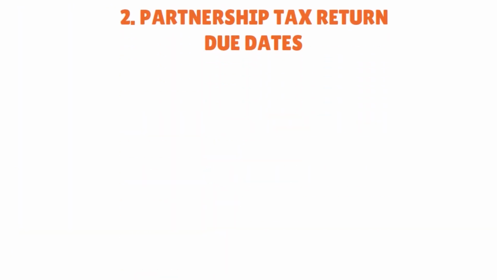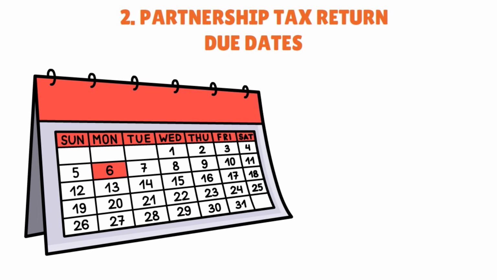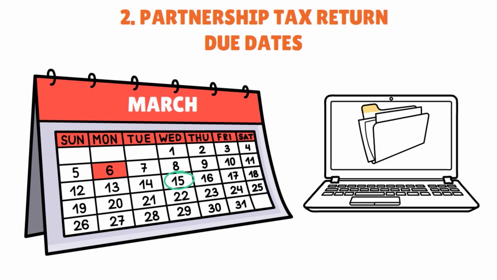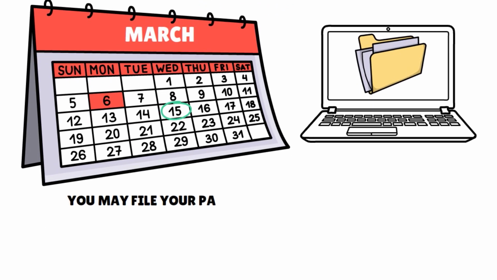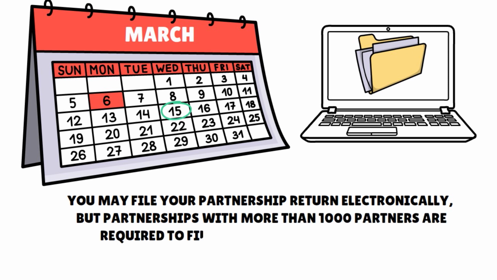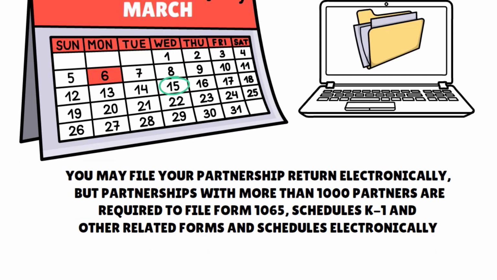And now let's talk about the partnership tax return due date. As I was telling you earlier, the due date is March 15th. So March 15th, and if March 15th falls on a weekend or holiday, the return is due the next business day. And you may file your partnership return electronically, but partnerships with more than 1,000 partners are required to file Form 1065, Schedules K1, and other related forms and schedules electronically. The IRS is just trying to streamline their operation. And if you really think about it, electronic filing has so many advantages, including the reduction of errors, no tax return being lost in the mail, and it's just so fast.